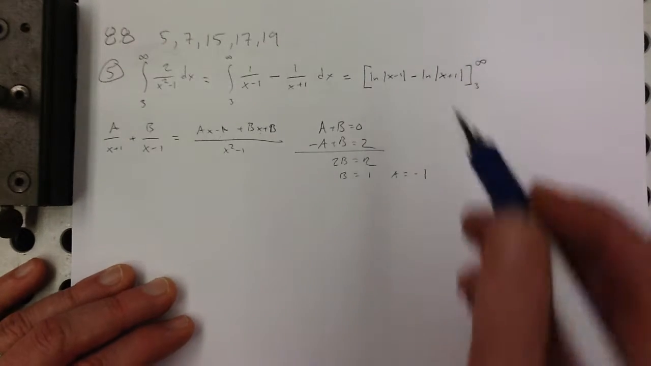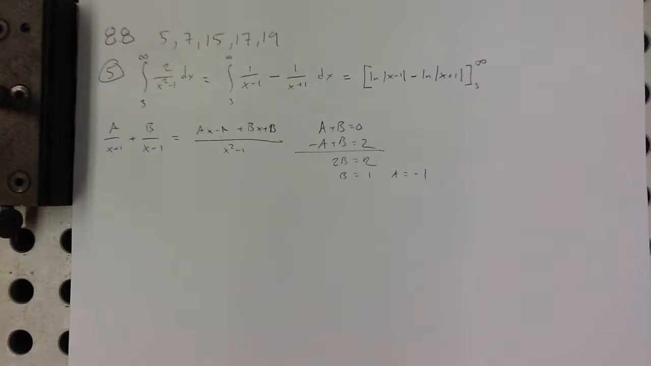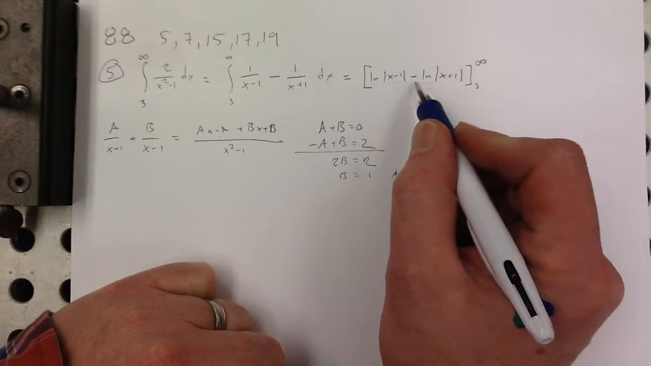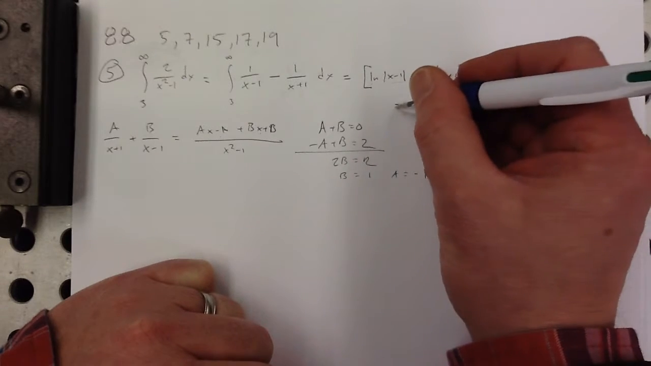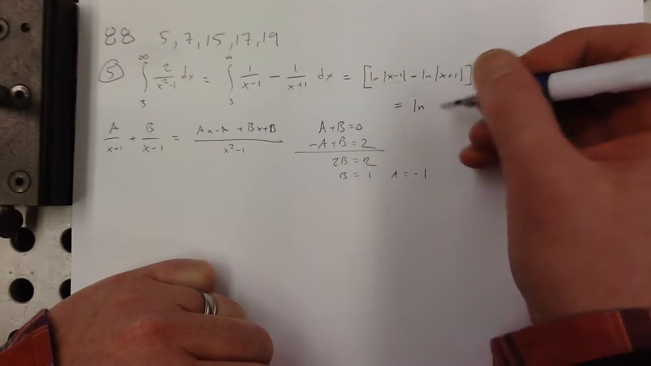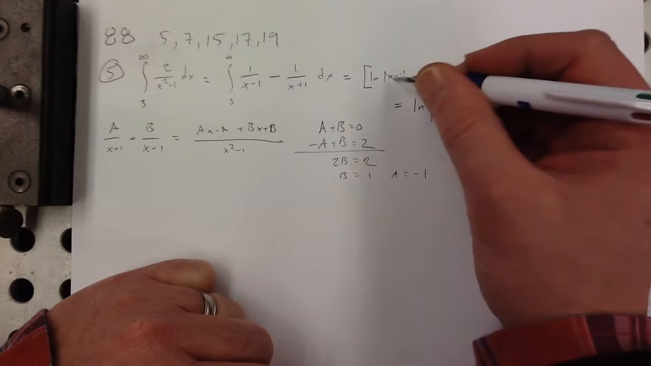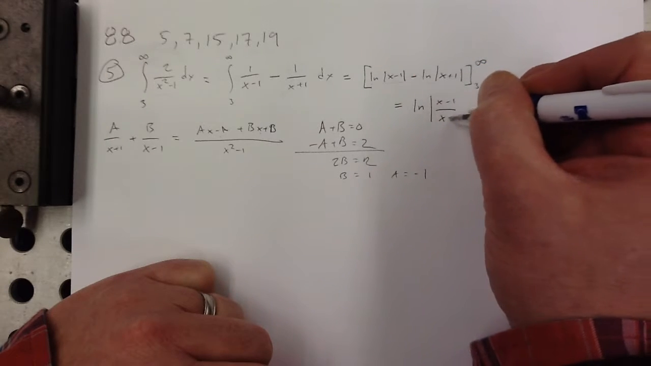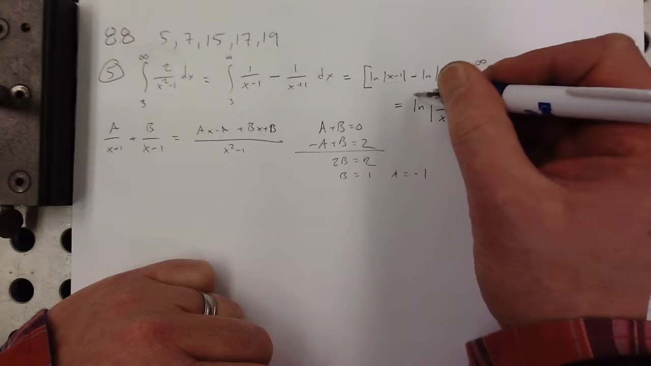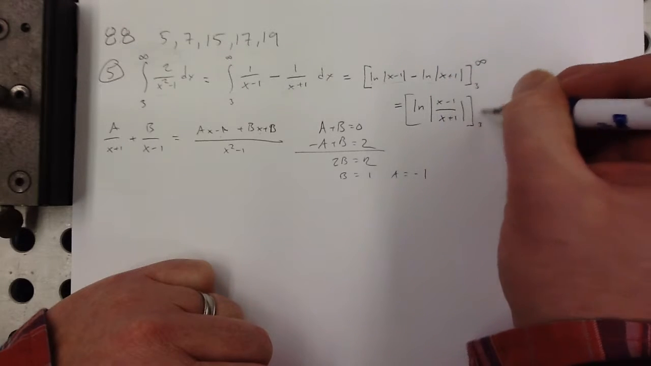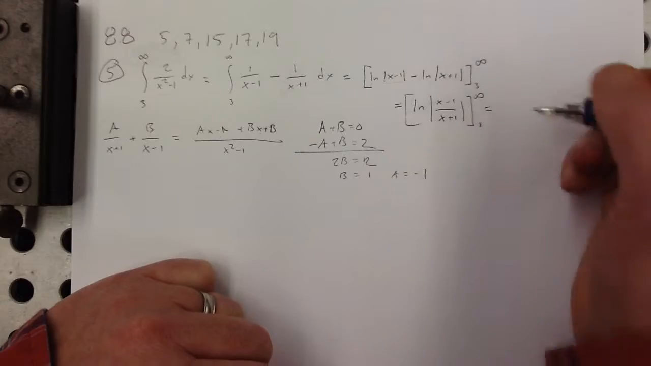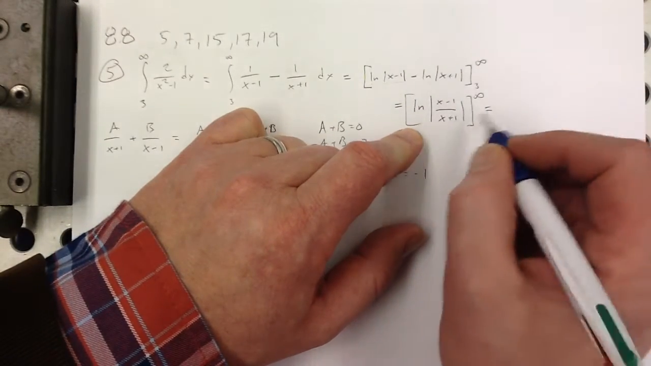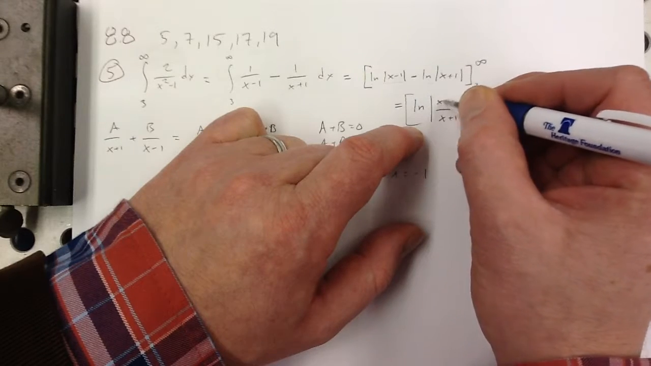Now, if you just try to plug the infinity in right now, you're going to get in trouble here. Whenever I have natural logs and subtraction involved, you need to use your natural log rules to simplify this. That's the natural log of x minus 1 over x plus 1 from 3 to infinity, and see what we get now.